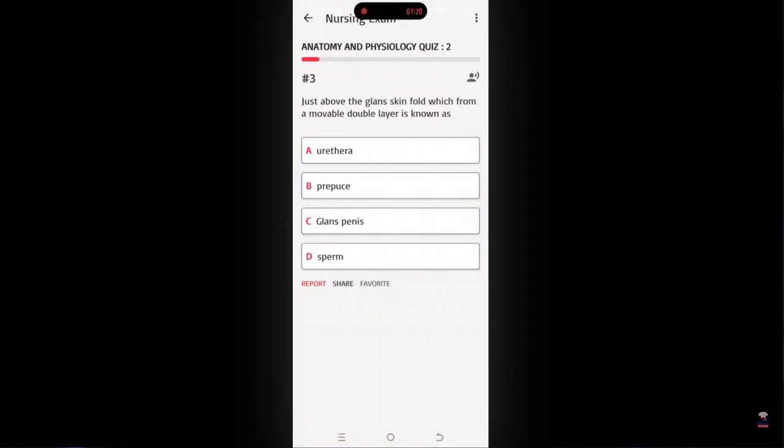Just above the glans, the skin fold which forms a movable double layer is known as A. Urethra, B. Prepuce, C. Glans penis, D. Sperm.